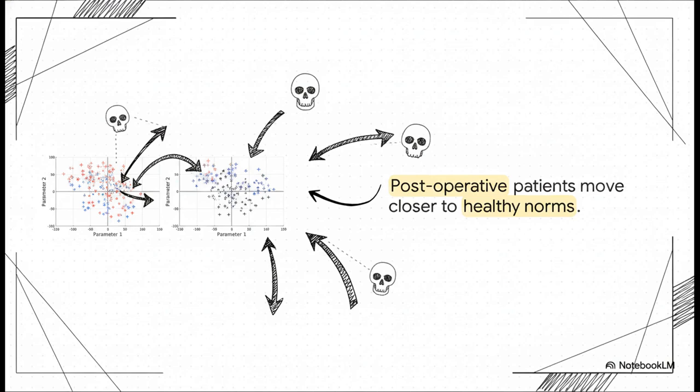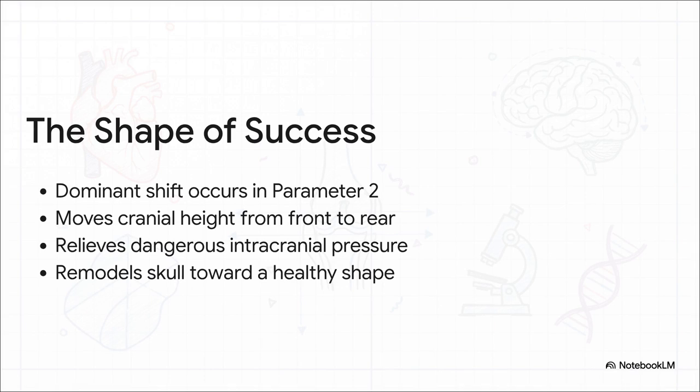It's amazing to see. The black dots, that represents the healthy adult training set. Now look at the red crosses. Those represent the infant skull shapes before the surgery. Notice how far away they are from the healthy black dots. But the blue crosses represent those exact same patients post-operation. You can visually see how the surgeries successfully moved the patient's cranial profiles across the graph, pulling them significantly closer to that healthy, normal cluster. This data is literally telling a physical story of healing.